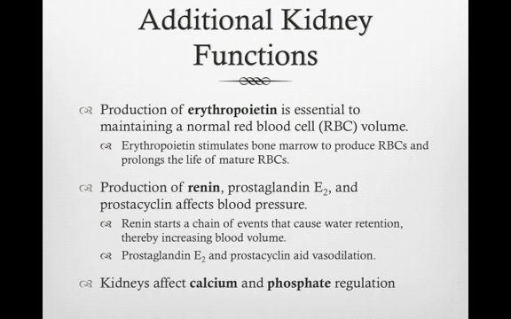Special considerations for the functions of the kidney include the production of erythropoietin, which helps maintain red blood cells, the production of renin, which helps maintain blood pressure, and the effect that the kidneys have on calcium and phosphate regulation. These are important because patients with chronic kidney disease can have problems with anemia, blood pressure, and problems with calcium absorption and renal bone disease.